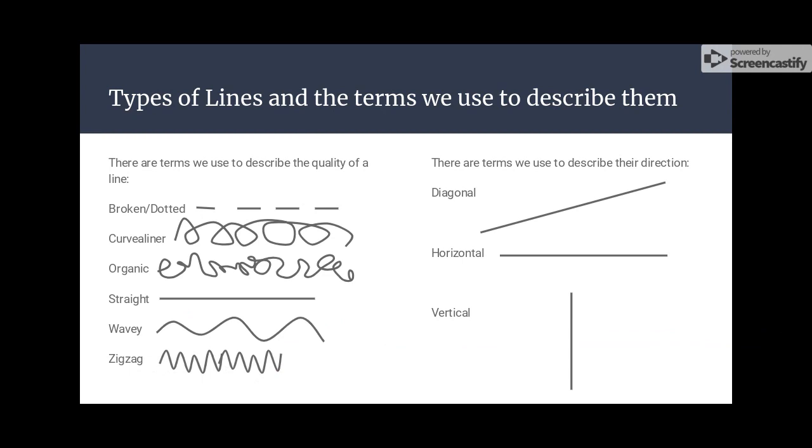There are also some terms that we use when we describe the direction of a line. The most commonly used ones are diagonal, horizontal, where you have a line going from side to side, and vertical lines. Diagonal lines, when we use them inside of artwork, tend to be more dynamic and give us a feeling of movement, which again is another principle of design. Whereas our horizontal and vertical lines, which run parallel to the edges of the paper traditionally, feel more static and don't move really at all.